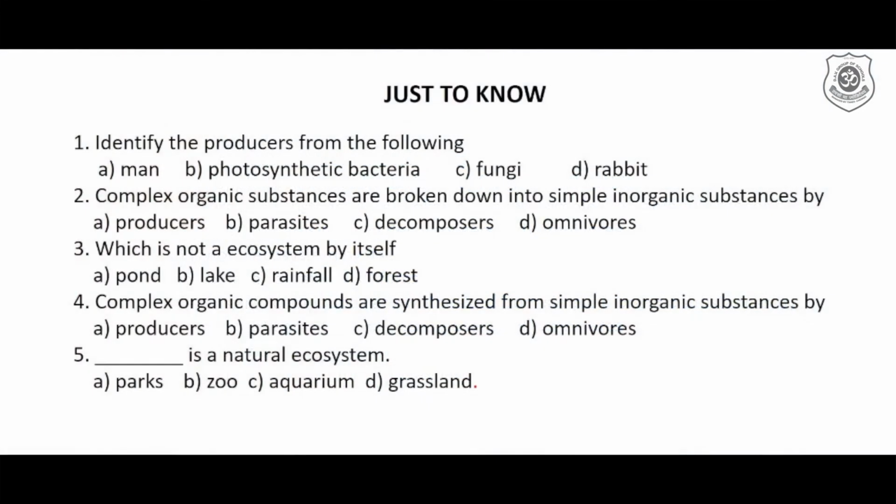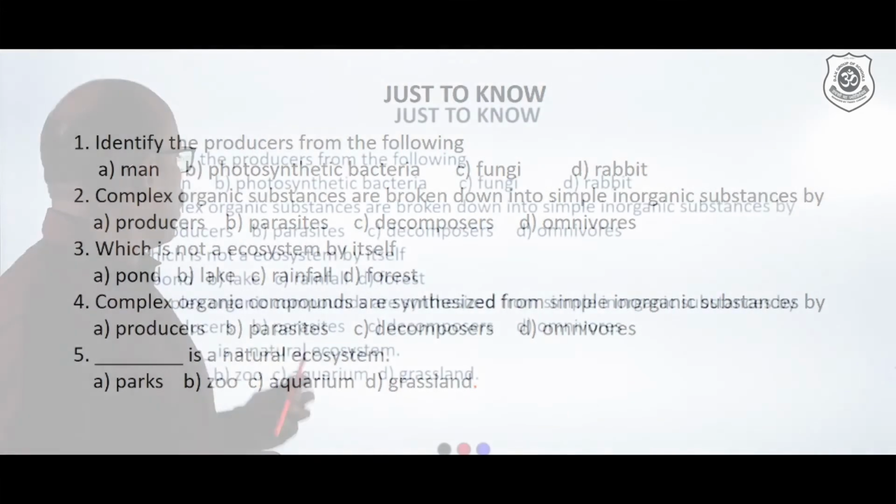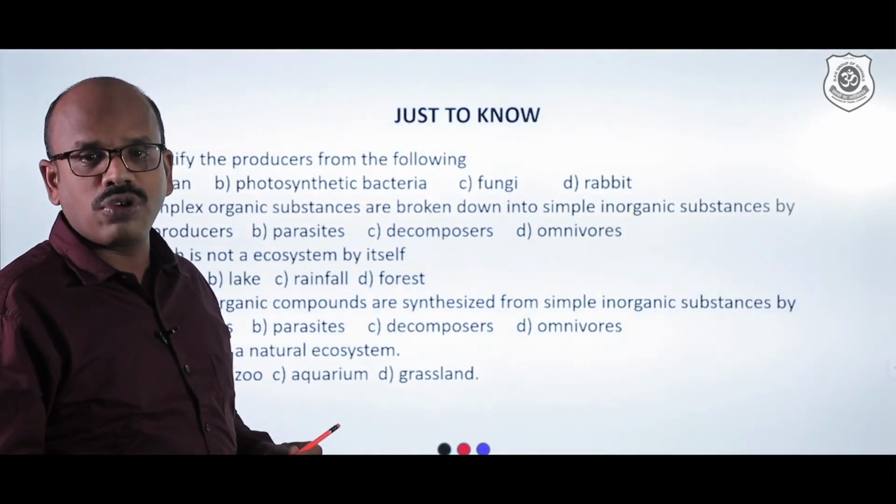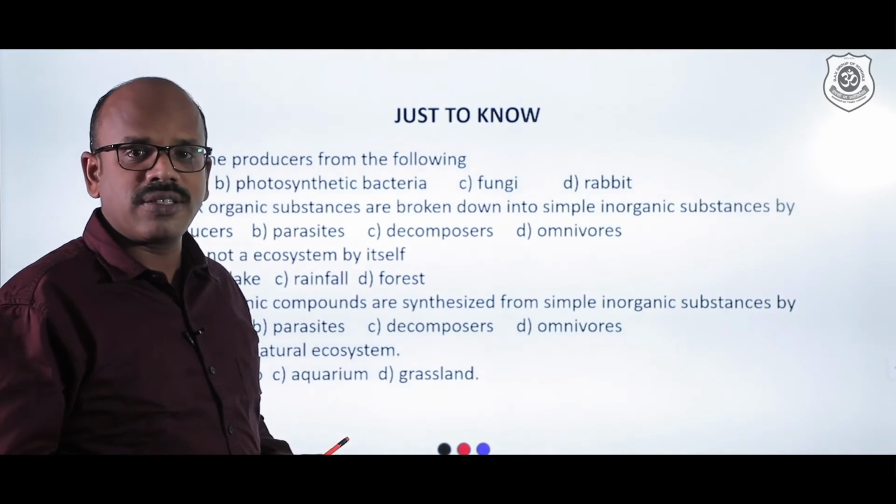And just for you to know, as an assignment, you can see these questions and you can answer. I will give you just 5 minutes. After that, we will see the answer. Right, children? Now you can see this. The first question is, identify the producers from the following. A. Man. B. Photosynthetic bacteria. C. Fungi. D. Rabbit. I hope you know the answer. You can mark the answer. Number 2. Complex organic substances are broken down into simple inorganic substances by: A. Producers. B. Parasites. C. Decomposers. And D. Omnivores. Please don't tell the answers out, just mark it.